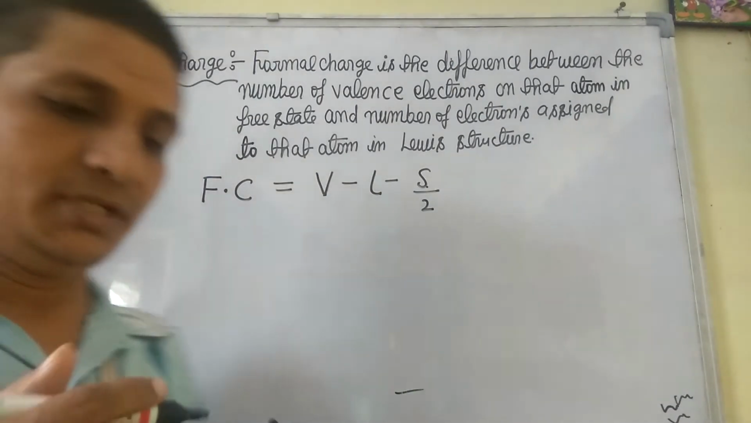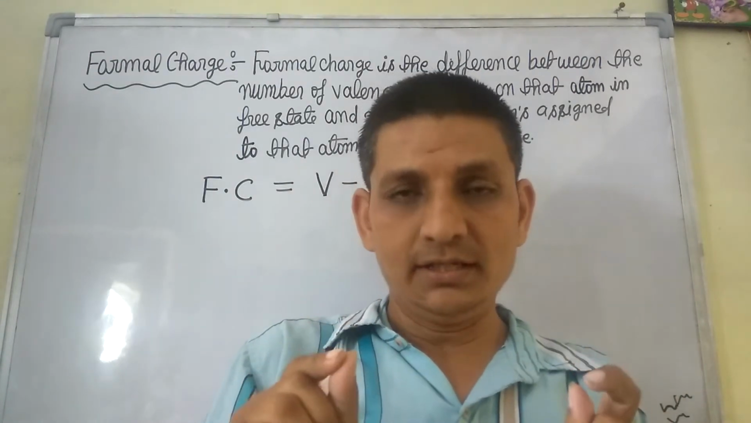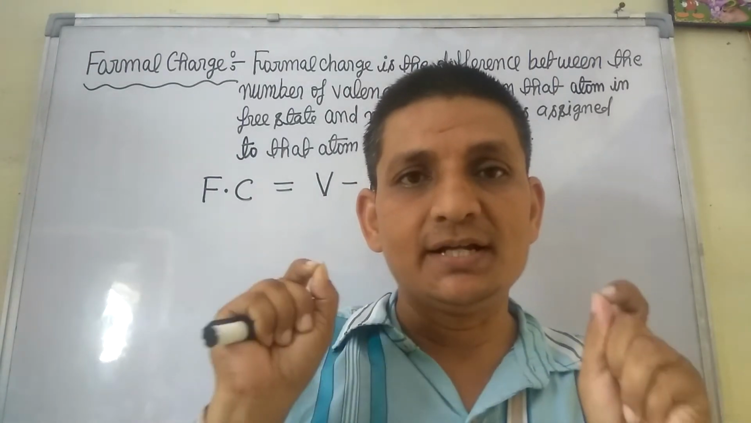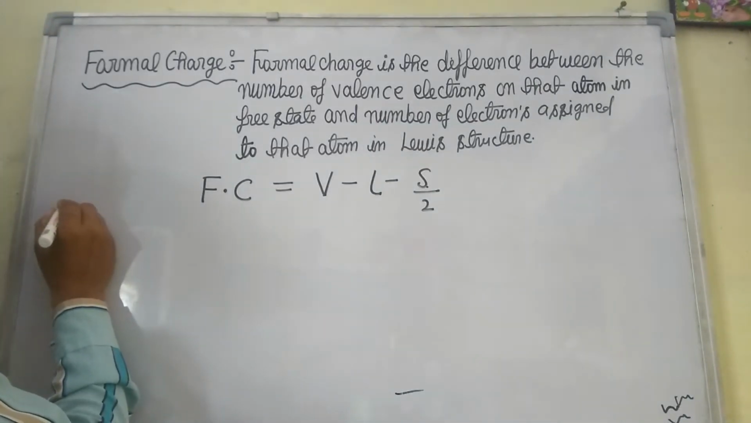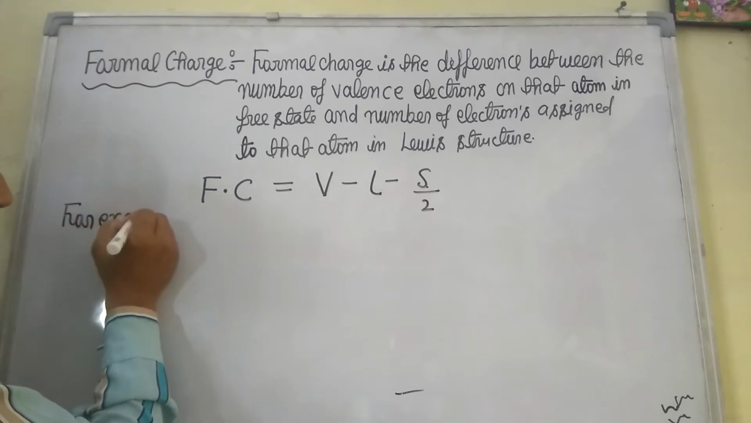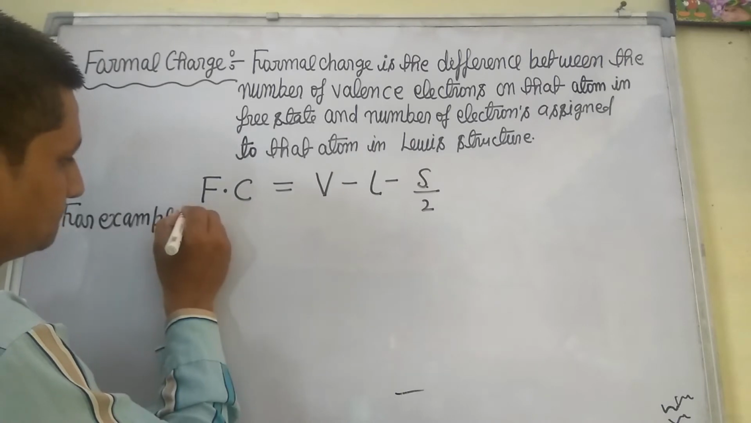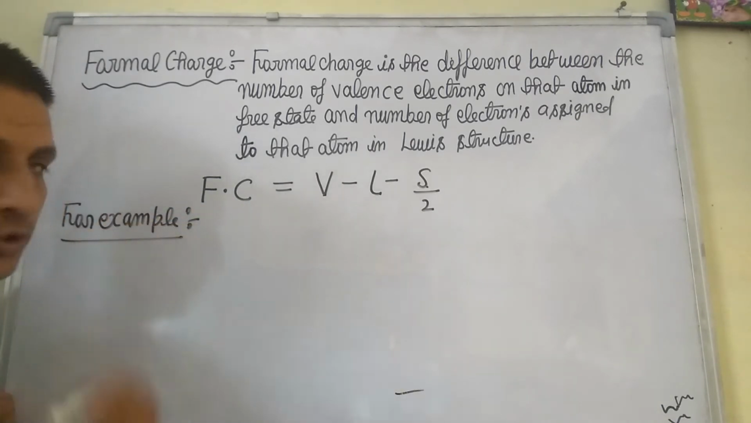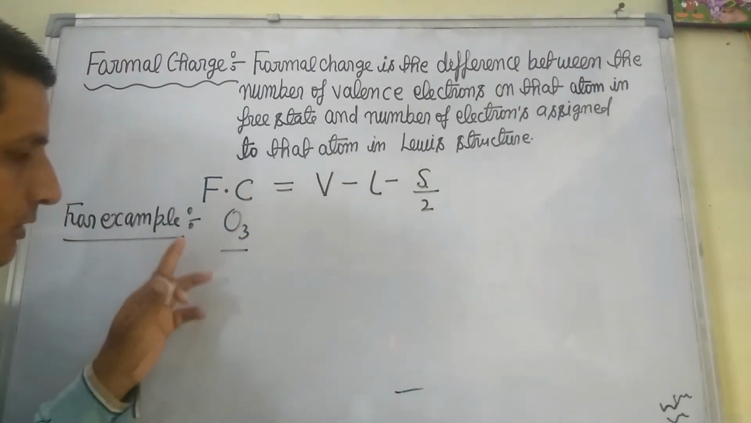Now students, I am telling you some molecules or ions in which you can calculate formal charge easily. The first example is the ozone molecule. The formula of the ozone molecule is O3, and this is the structure of the ozone molecule.